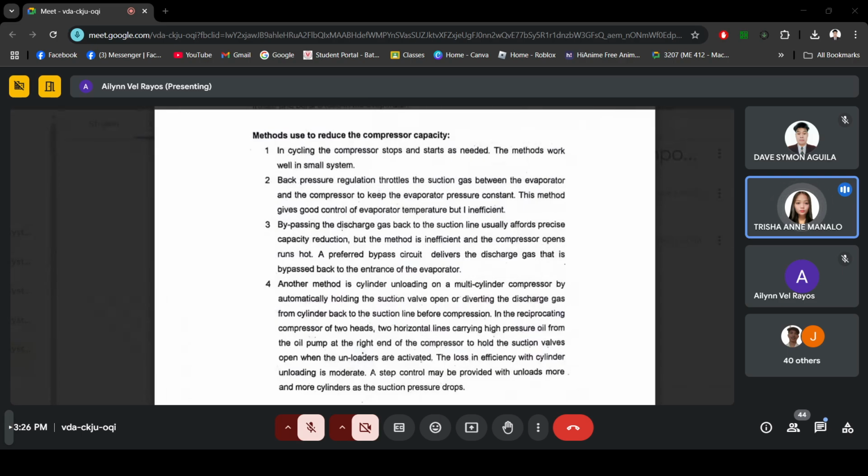In the reciprocating compressor of two heads, two horizontal lines carry high pressure oil from the oil pump at the right end of the compressor to hold the suction valves open when the unloaders are activated. The loss in efficiency with cylinder unloading is moderate. A step control may be provided which unloads more and more cylinders as the suction pressure drops.